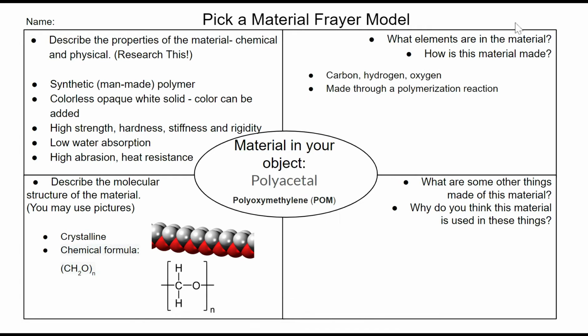And then what I found out is that this material is made through a polymerization reaction. Again, this makes sense. Polyacetal, it is a polymer. So it had to have been made through some synthetic polymerization reaction. We learned about those in our Ed Puzzles from week 1. So try your best right here to see if you can find something about how your material is made.